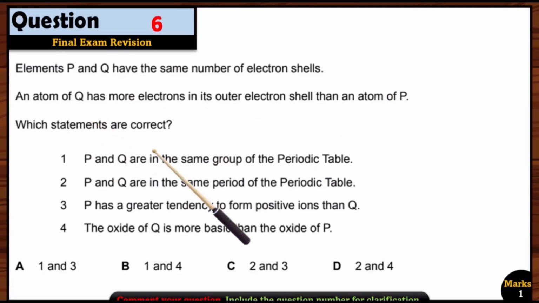So now let's see which statements are correct. P and Q are in the same group. Wrong, because they have the same number of shells, so they should be in the same period. So option 2 is right.